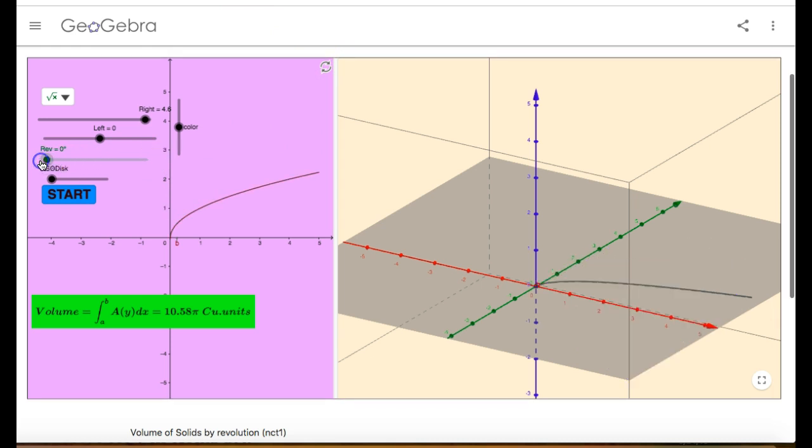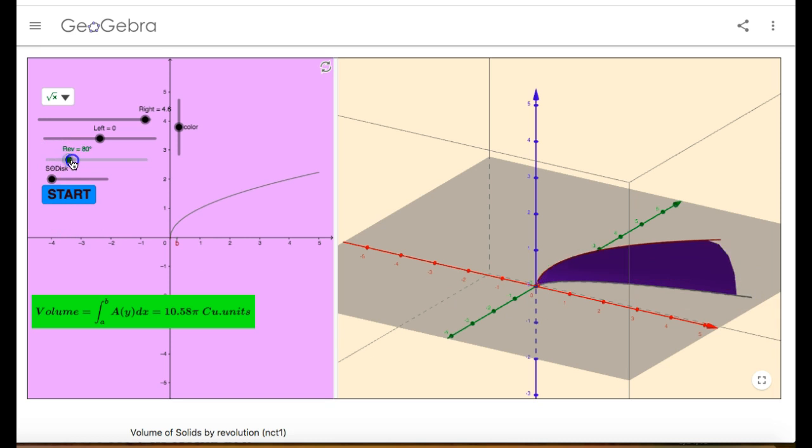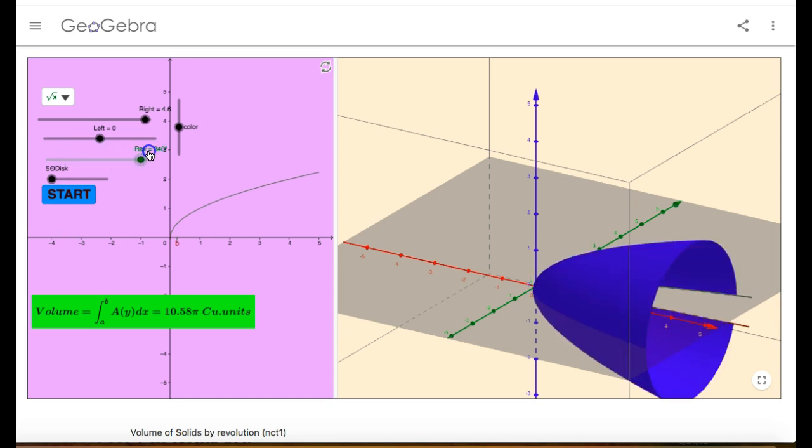So let's say my function is the square root of x. We can see in this purple graph right here, here's my square root of x, and then here's a three-dimensional graph. What we're going to do today is say, what if I take this curve and revolve it around either the x or the y-axis? Then we can create this new solid.